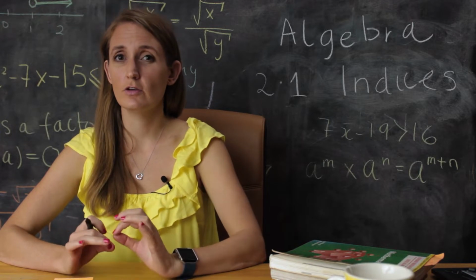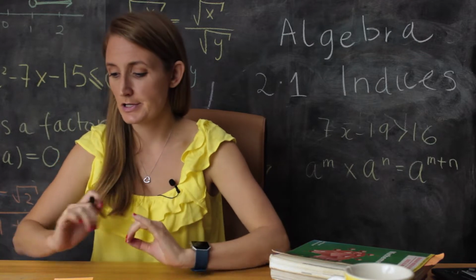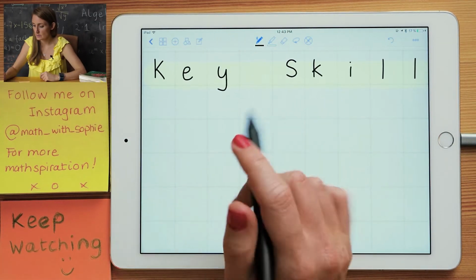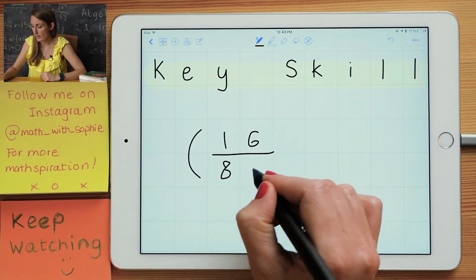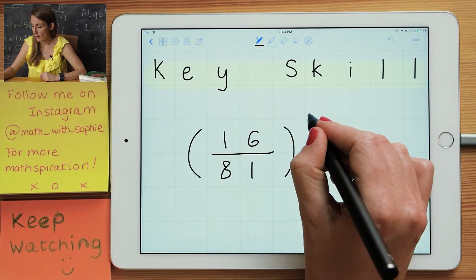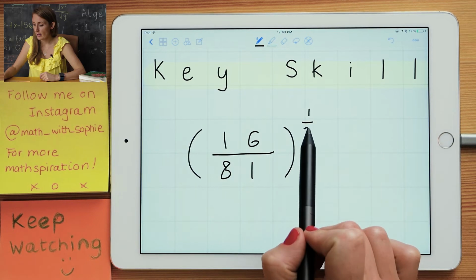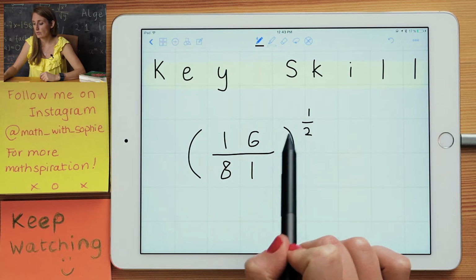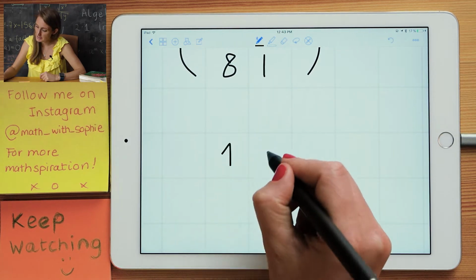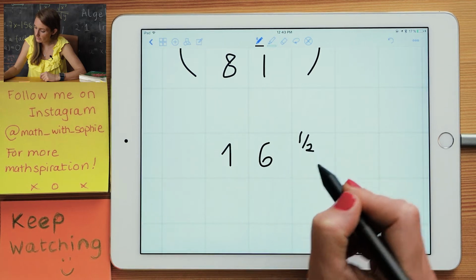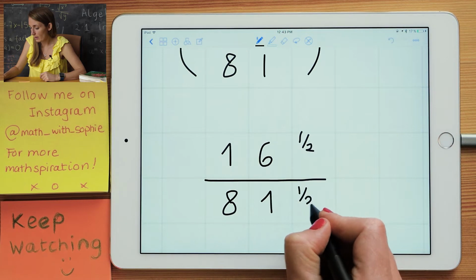Hi, we're going to continue looking at indices with fractional powers, but we're going to turn it up a little bit. So in our second key skill, we're going to look at fractions. If I've got 16 over 81 to the power of a half, how do I do that? Well, that half needs to go on both the 16 and on the 81. So the first line here, I'm going to have 16 power a half divided by 81 power a half.